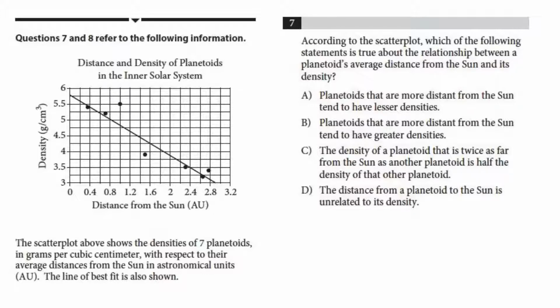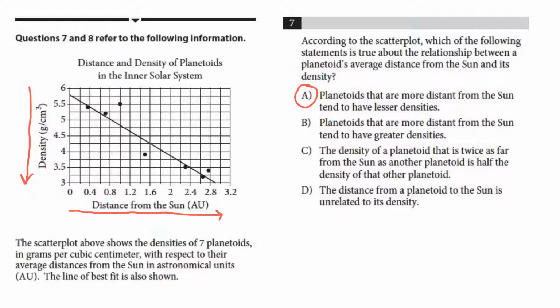Alright, so the average distance from the Sun and its density. Well, it looks like as the distance from the Sun increases, as we increase in this direction, the density is going down. It's getting less dense as we go away from the Sun. Okay. Alright, let's look at the answers. A. Planetoids that are more distant from the Sun tend to have lesser densities. Yes, that's exactly true.